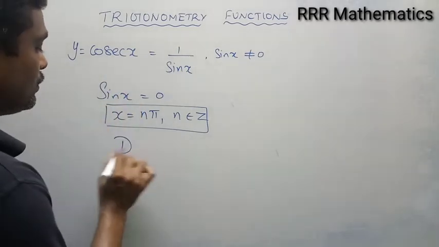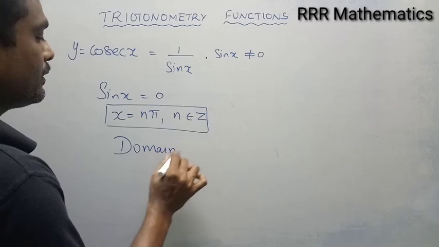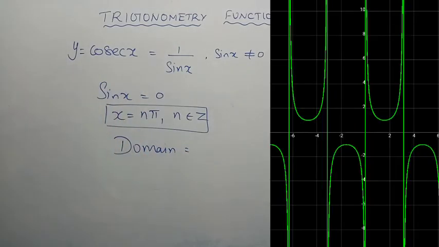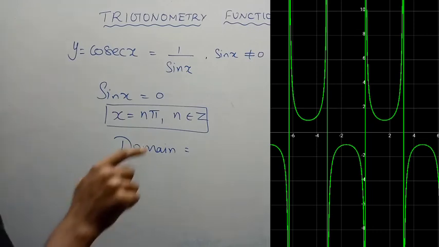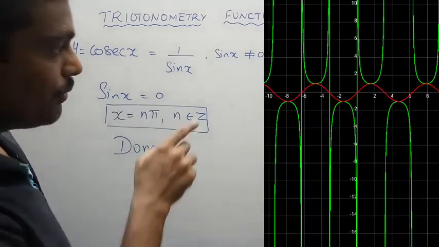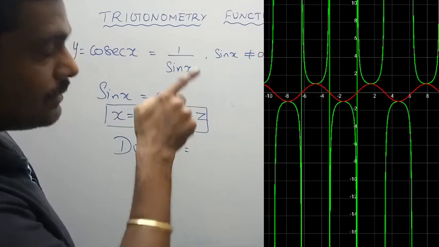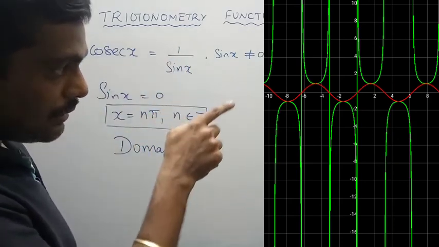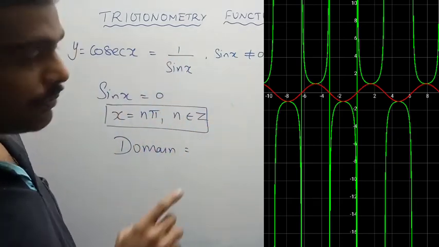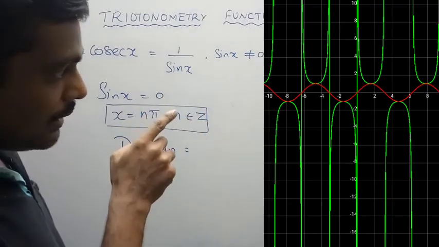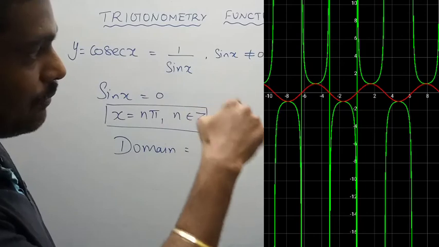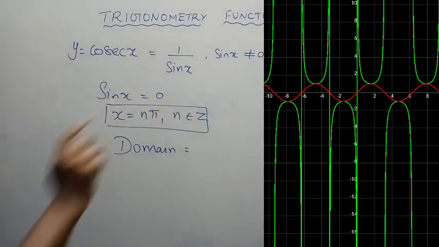In this case, what is the domain? Let us see the cosecant x curve. This is the cosecant x curve. When you see the cosecant x curve, it never lies between -1 and +1. I'll draw the sine x curve also. In this case I have the sine x curve and the cosecant x curve. The red curve represents the sine x curve, and the green curve represents the cosecant x curve. The red curve lies between -1 and +1. So the wave goes like this between -1 and +1.